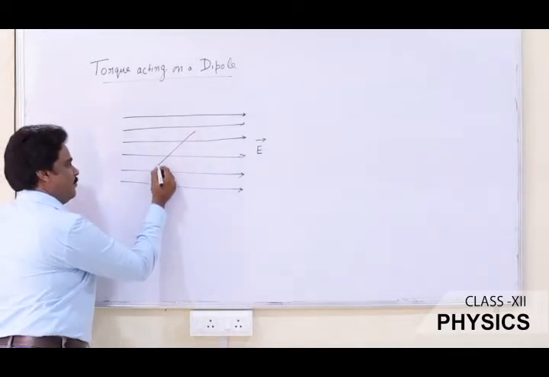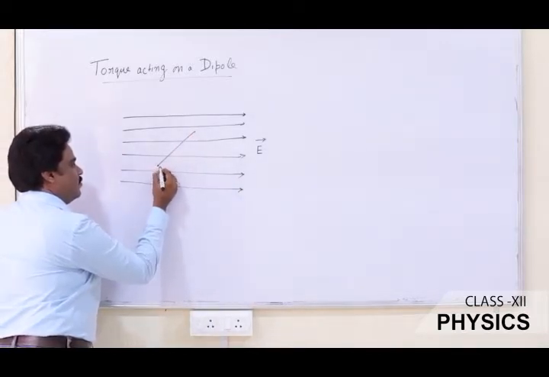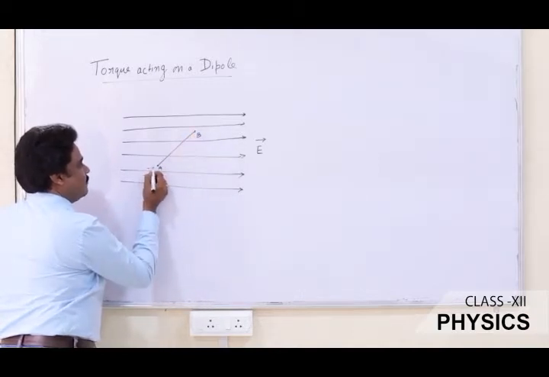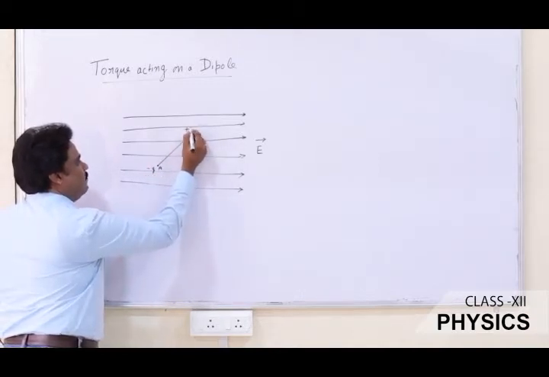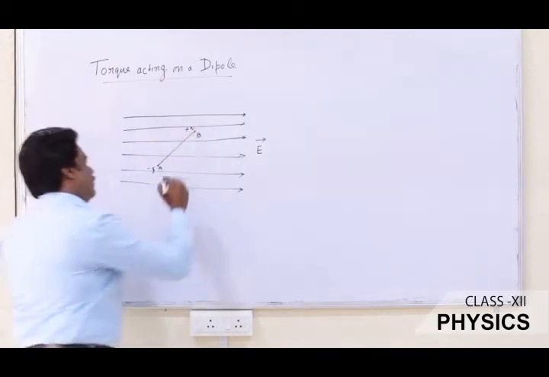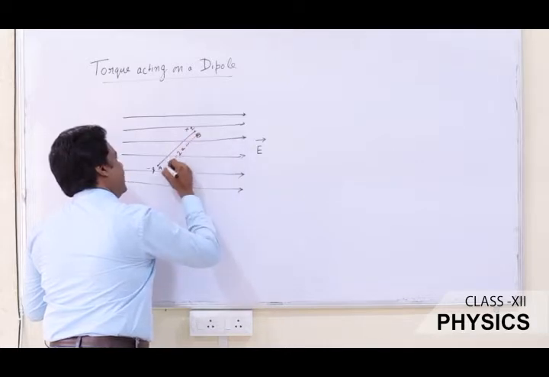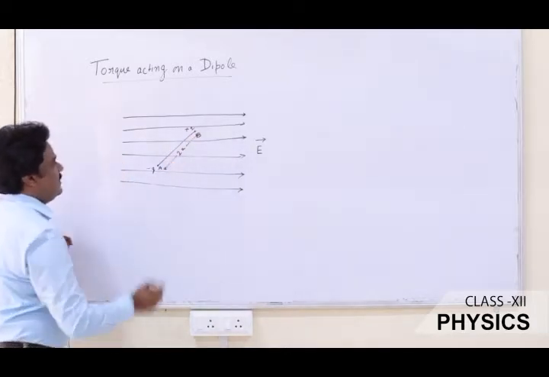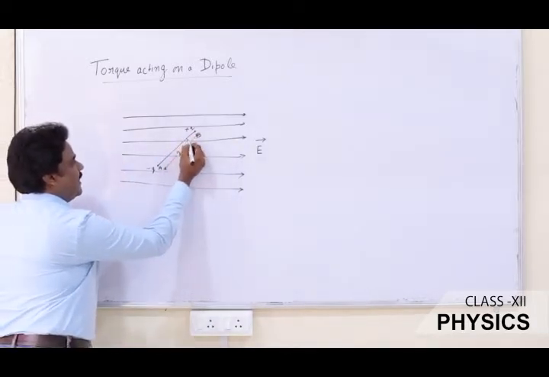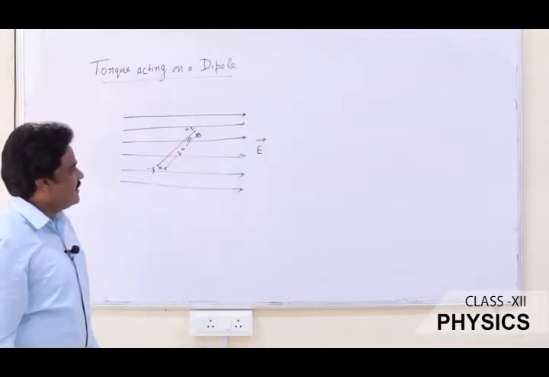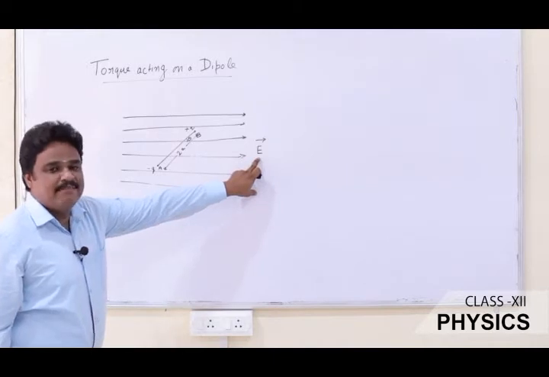So you know what is a dipole? The two ends of the dipole are A and B. They are having charges minus Q and plus Q. The length of the dipole is 2A. Let the dipole be placed making an angle theta with the direction of electric field.